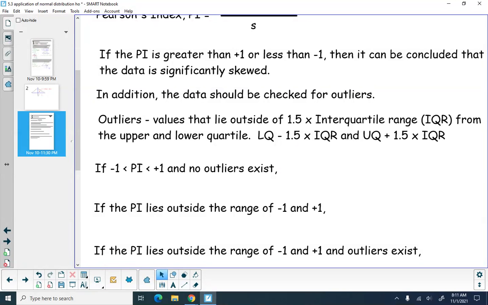Take your interquartile range, which is your upper quartile minus your lower quartile, multiply it by 1.5, add it to your upper, and subtract it from your lower. That was your test for outliers.